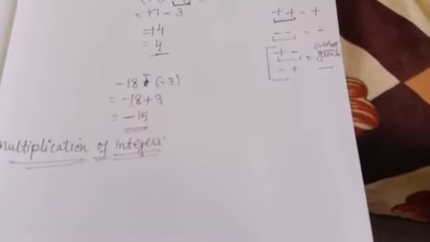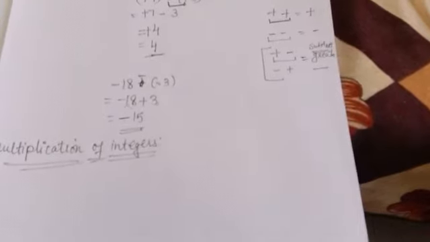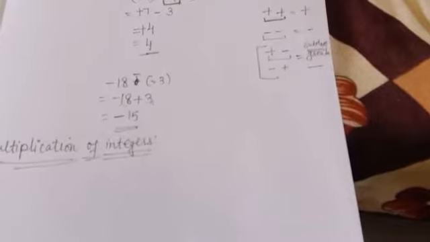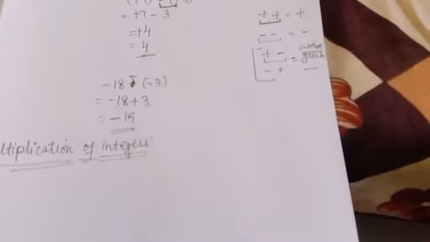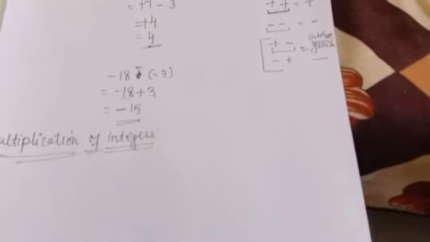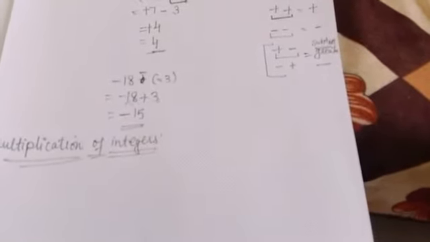See, when we are adding two numbers with the same sign positive, answer will be positive. When we are adding two numbers with the same sign negative, we will add the numerical value but with the negative sign. Now, multiplication of two integers. The product of two positive integers has a positive sign.